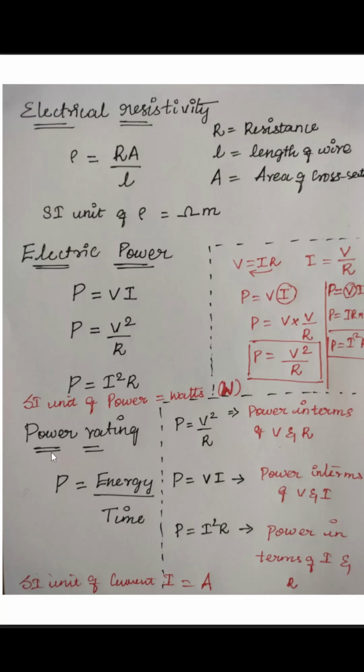For power, there is another formula also. If they give energy and time, that time you need to use this formula for power. Power has two different formulas. The majority of questions will be asked based on the earlier formulas. Only one question I noticed in the board exam came from this formula. Power rating: power is equal to energy by time. They will give energy and they will give time. That time you can use this formula.